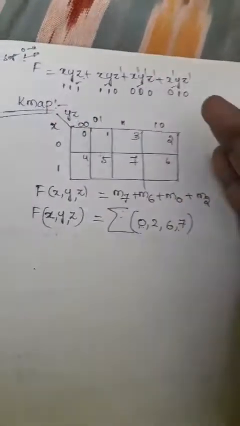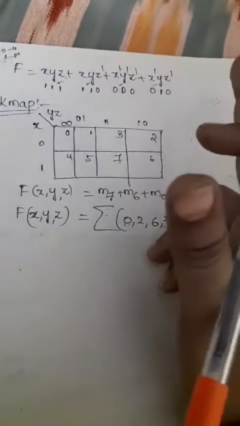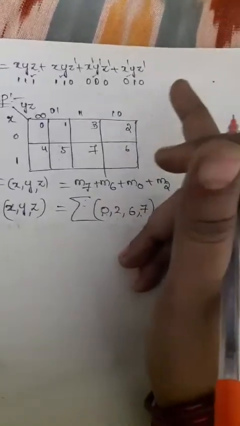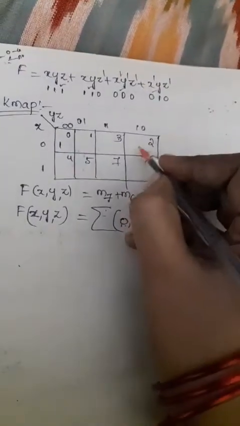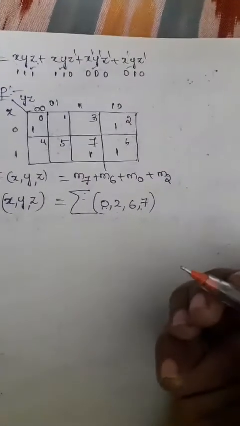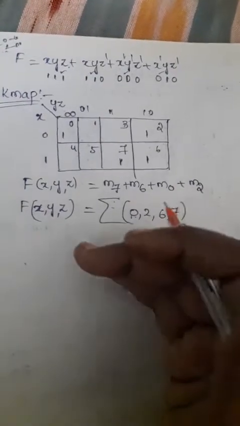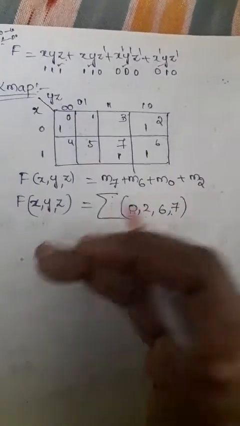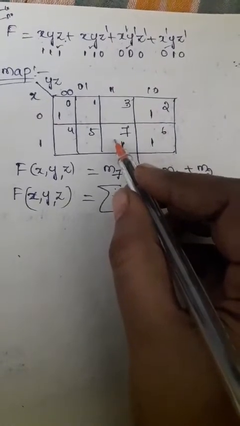Okay, so an SOP equation means this K-map must represent the 1s. That means each cell or group containing the 1, right? So here 0 is present, and 2 is also present, and 6 is also present, and 7 is also present, right? So after indicating the cells, what do we have to do next? We have to group the cells. So after indicating the cells, we can group the cells.